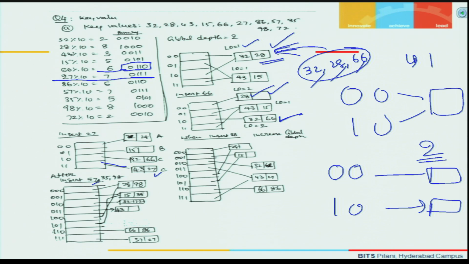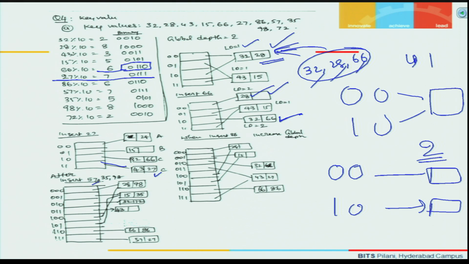That is, when collision occurs, when the local depth of the bucket where the collision has occurred is less than the global depth, then I can increase the local depth of that bucket. That means one more bucket is created. But in some cases there is a collision but the local depth of that bucket is already the same as the global depth. Then what should I do? Then I need to increase the global depth.